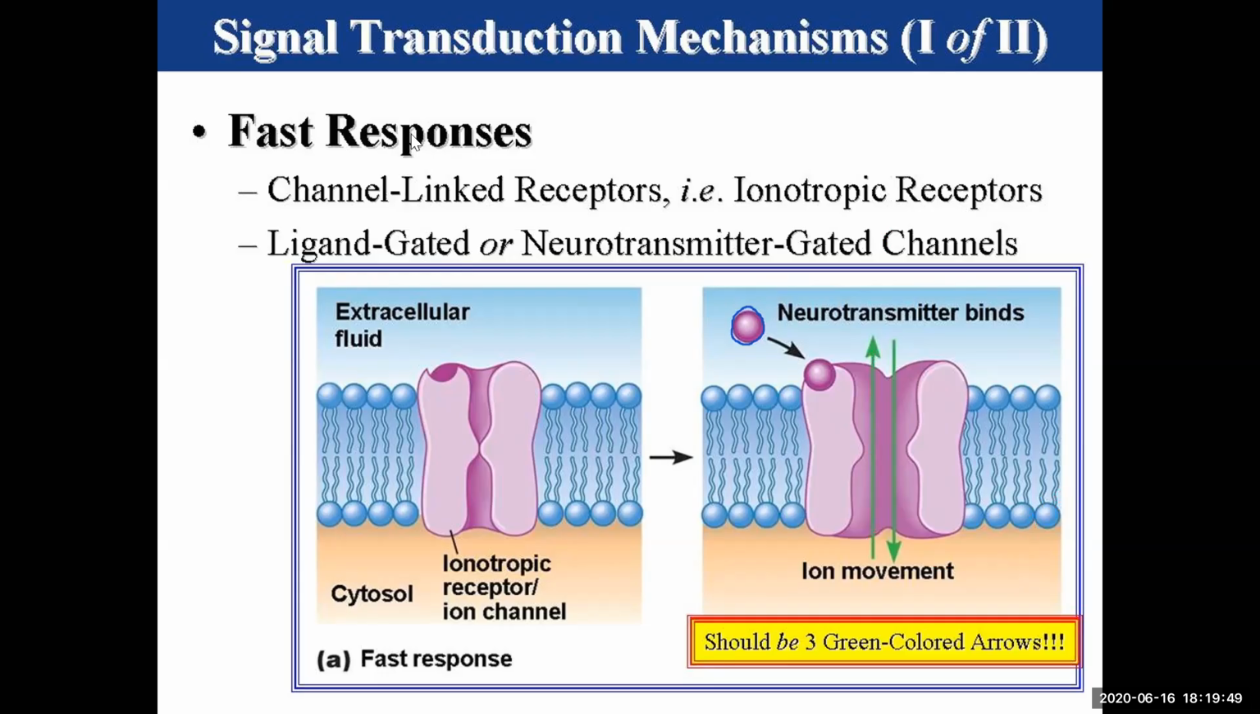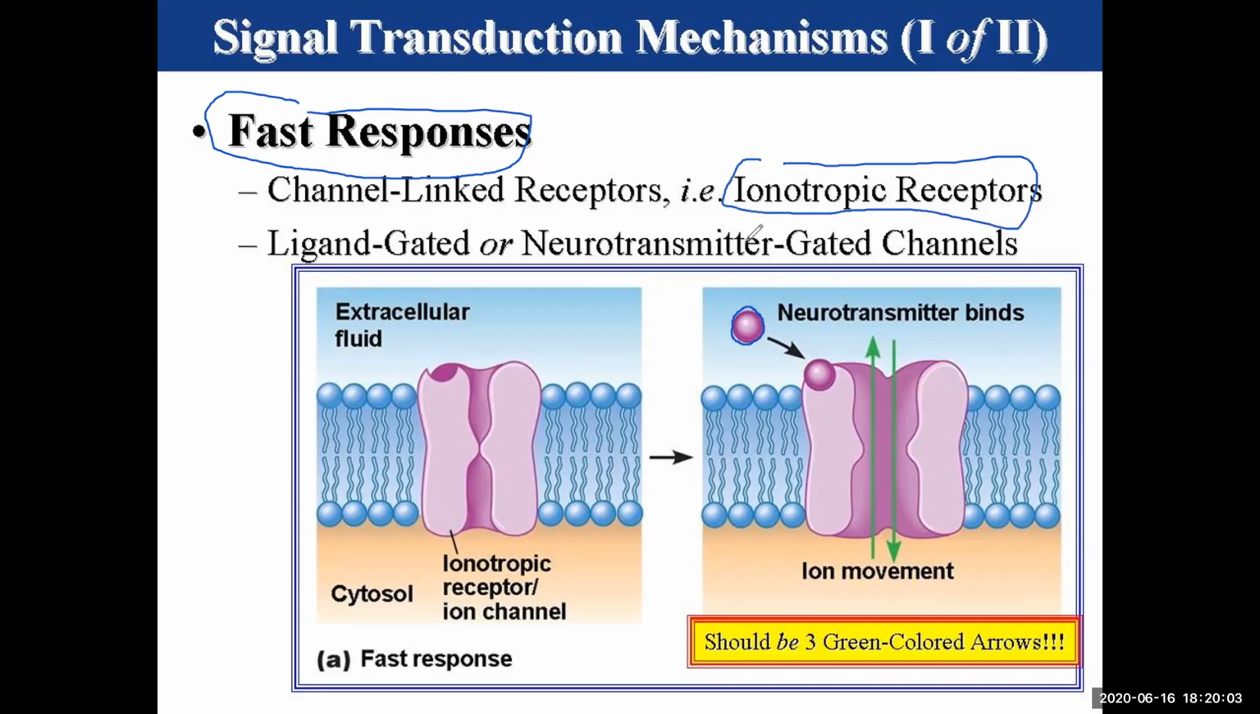So that's a fast response. So again, when we say fast response, it goes through ionotropic receptors, meaning ion channels, right? Ionotropic receptors, we talk about ion channels with a pore, with a passageway, right? This is a closed channel. This is an open channel, okay?